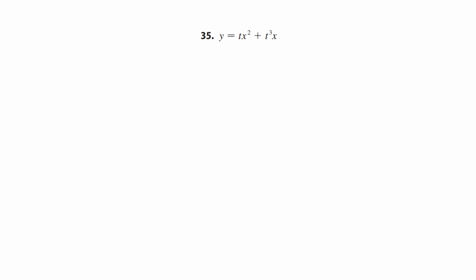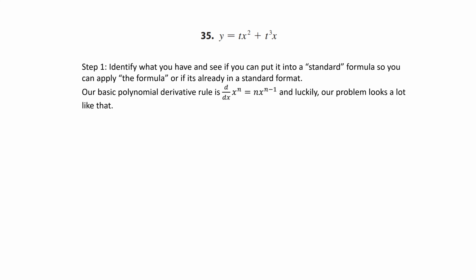Alright, so your first step here is basically to identify what you're doing. Thankfully, our basic polynomial derivative rule is just x to the n. When you take the derivative, the n comes in front and you subtract 1 from the n. Luckily our problem looks exactly like that, so we can just hop right into it.